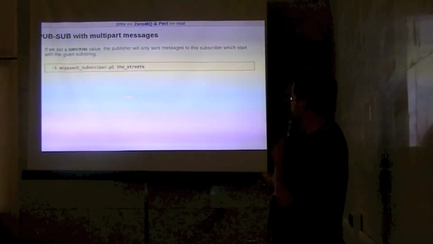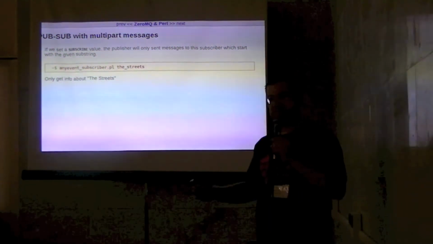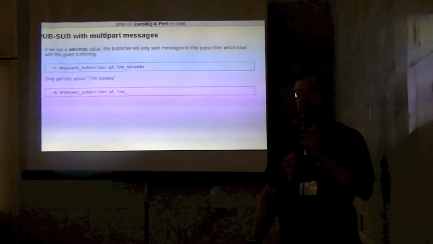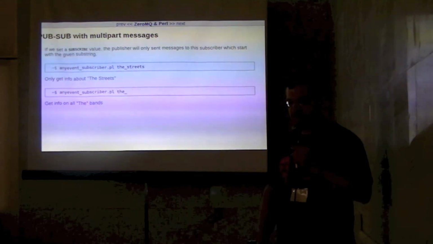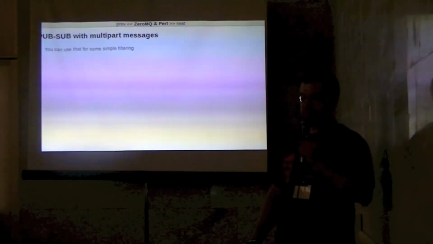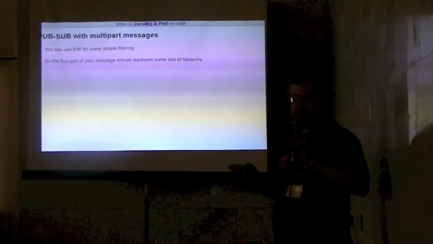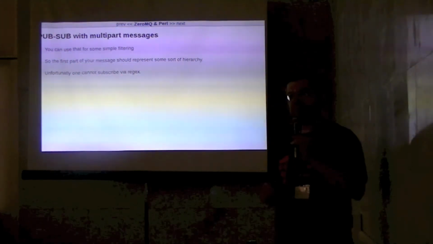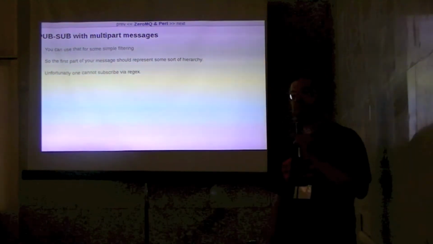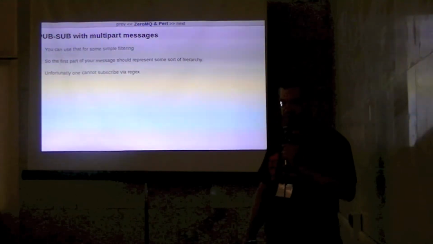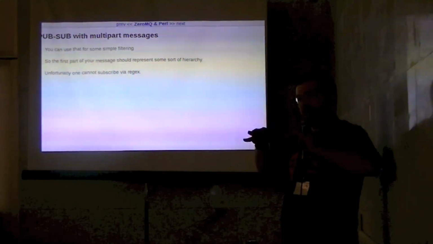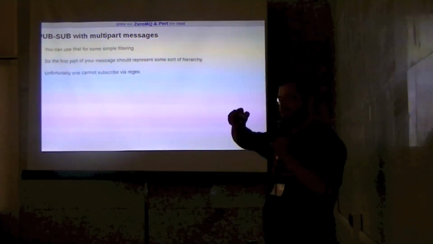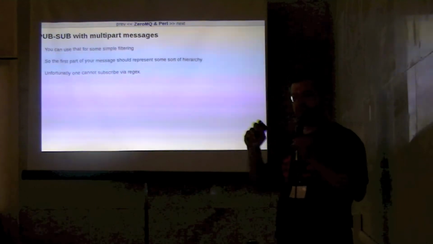So you don't flood the network with everything. For example, if I do that, I will only get information about artists called Streets. And if I do it like that, the subscriber will get information on all the 10 bands. You can use it for some simple filtering. So the first part of the message should represent some kind of hierarchy. Unfortunately, you cannot subscribe to a regex, or to a part further down in the message. There are some ways around. One thing they sometimes suggest is to not send one message, but send different messages with a different hierarchy and have different subscribers subscribe to different parts of those messages.